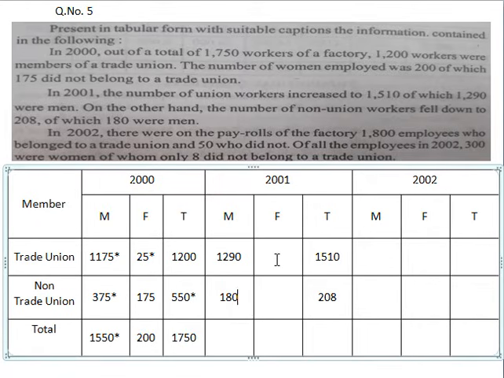Over. Now you find the difference. Difference means here first 1290 and 1510. So you find the difference. 1510 minus 1290, the difference is 220. That you have to mark with a star. It is computed now. Now move to the next one. 208 minus this one is how much? 28.